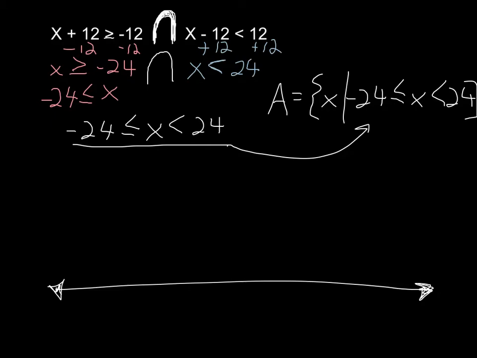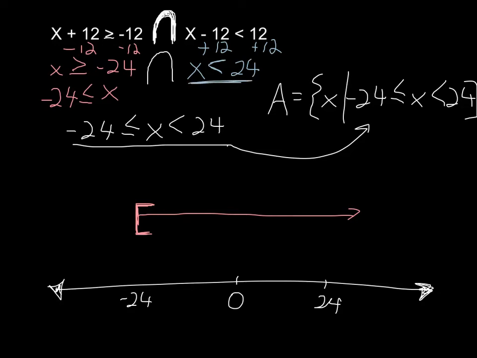Well, let's take the left-hand side. We know we're going to need a negative 24, a 24, and a 0 somewhere in the middle. So let's start with x is greater than or equal to negative 24. Greater than or equal to means a square bracket, opening to the right. X is less than 24 is a round parenthesis opening to the left.